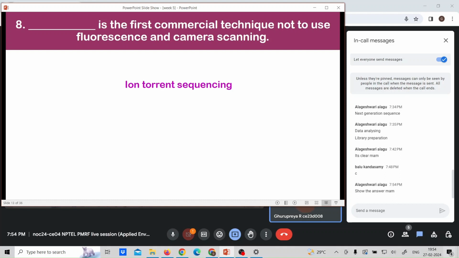Okay. Ion torrent sequencing again. We discussed it a few minutes back, right? So that is one of the techniques that does not use fluorescence. Because what did it use? It did not use fluorescence sensing or camera sensing or any optical methods. It was based on pH, right? You're not going to get any optical signals based on some wavelength or light. It's just based on hydrogen ion concentration, the pH.